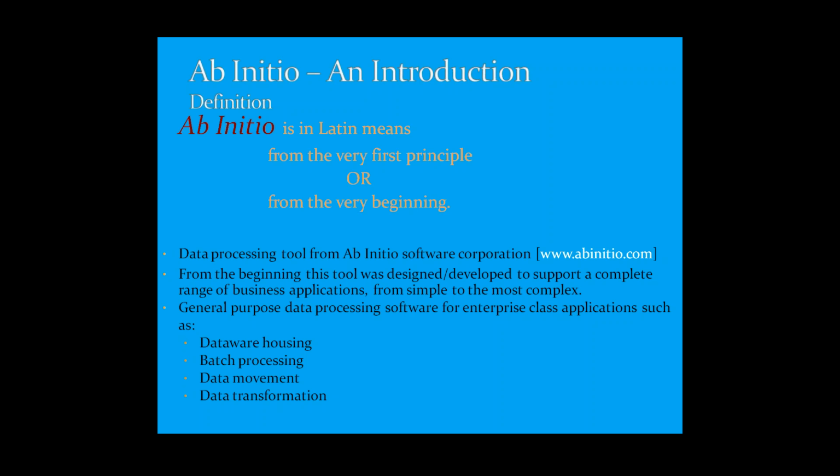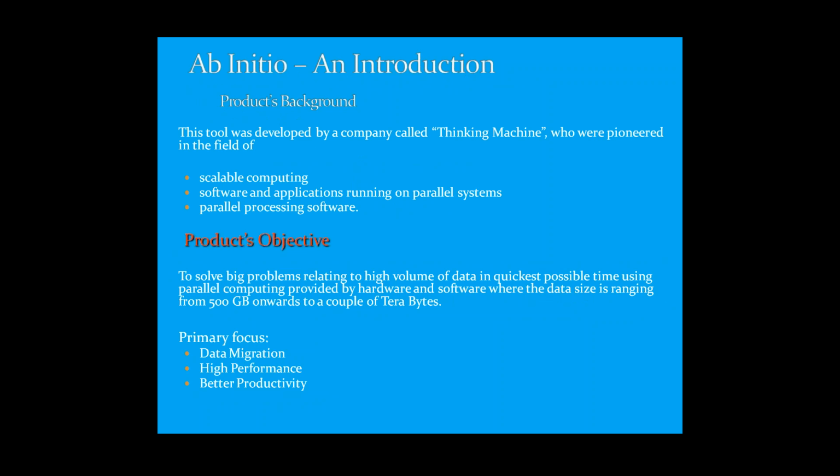So now, before Ab Initio Corporation, there was a company called Thinking Machines. They planned to implement a tool. The tool should be capable of scalable computing, it should support parallel systems, and it is supposed to run on a parallel machine. Thinking this way, they introduced a tool called Ab Initio, and its primary focus is data migration, high performance and better productivity. These are the primary focus behind the tool introduced by them.